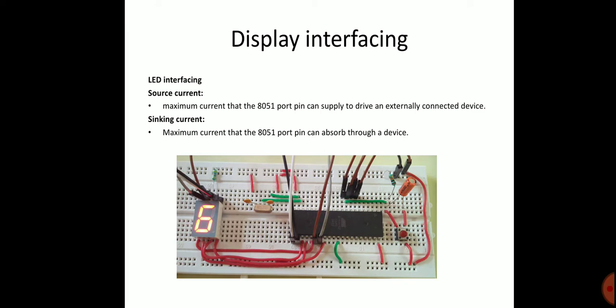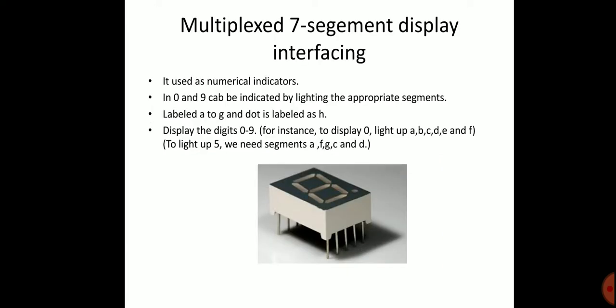Now we see the multiplexed 7-segment display interfacing. It is used as a numerical indicator; digits 0 to 9 can be indicated by lighting the appropriate segments labeled A to G, and the dot is labeled H. For instance, to display 0, light up A, B, C, D, E and F. To light up the 5, we need segments A, F, G, C and D.